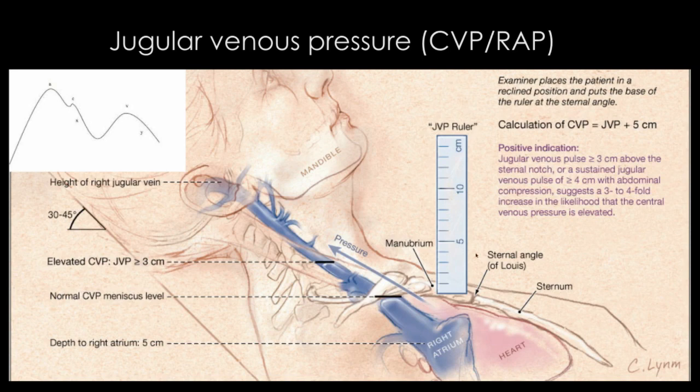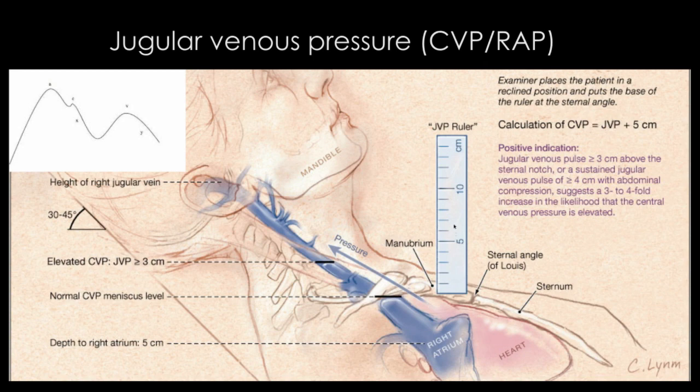pressure. So, what you do is, at the sternal angle, we have to place a JVP ruler, which is basically a scale, and we have to observe for the pulsation in the internal jugular vein, and you have to mark the highest point of pulsation, and you have to correspond that level with the scale and measure that length. So, that length is to be put here in the place of JVP in the calculation of CVP.